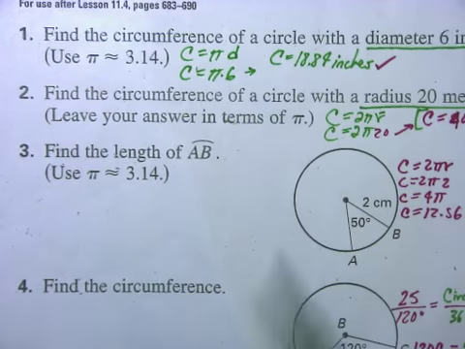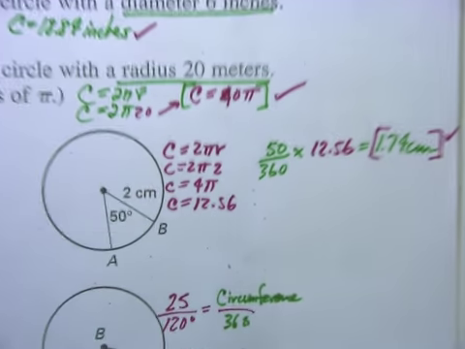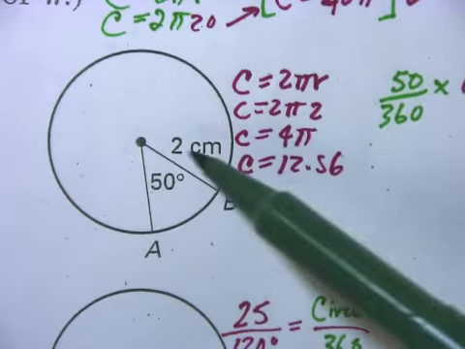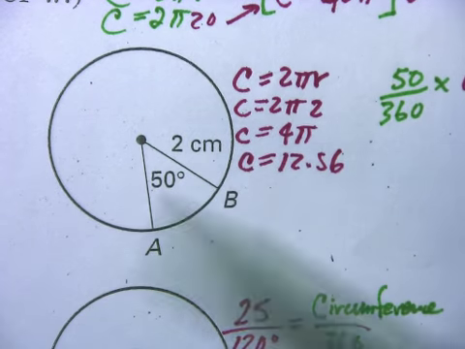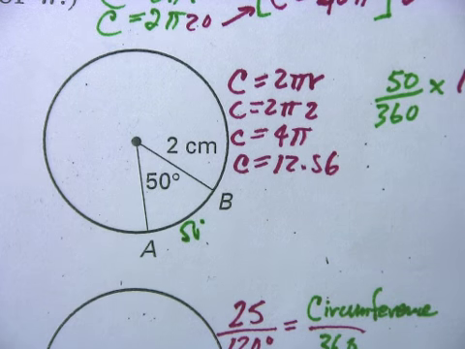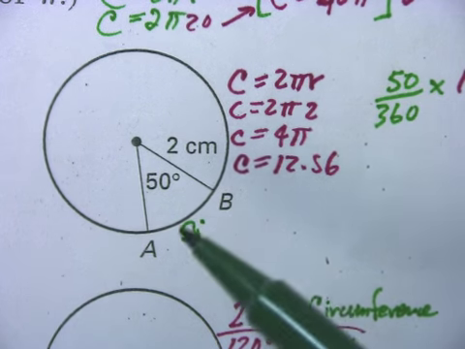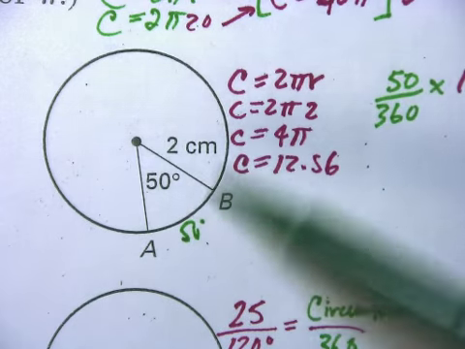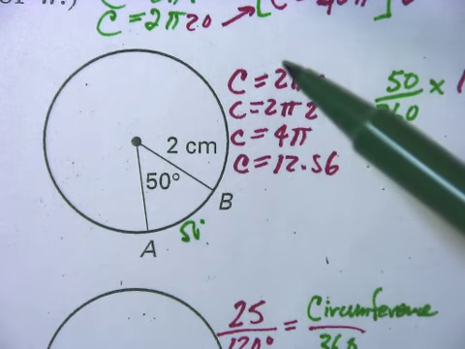Question number 3. They want us to find the length of arc AB. So here they give me a circle. The circle has a radius of 2. The central angle is 50 degrees, so I know this arc is also going to be 50 degrees. The first thing you should find whenever you're looking for an arc length is the circumference of your circle, right?